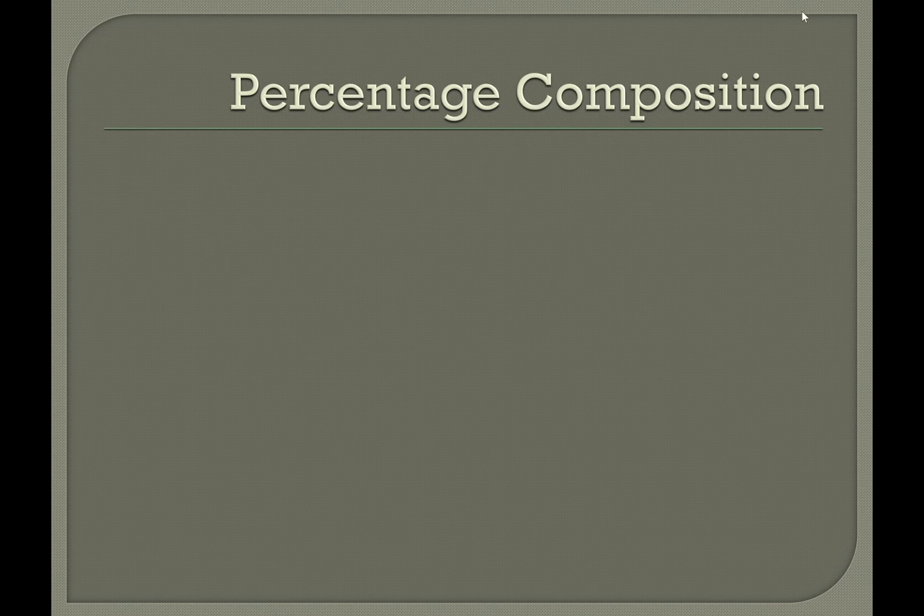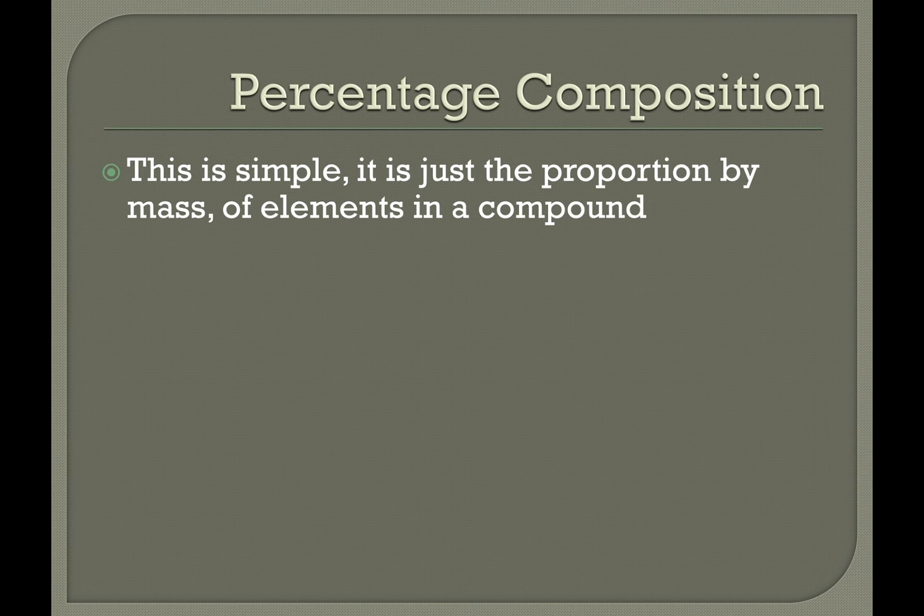Onwards and upwards. Percent composition. You guys are probably somewhat familiar with this, although you might not think of it as percent composition. But we use this a fair amount. In chemistry, really what this is, is just a proportion by mass when we consider the different types of elements that are in a compound.